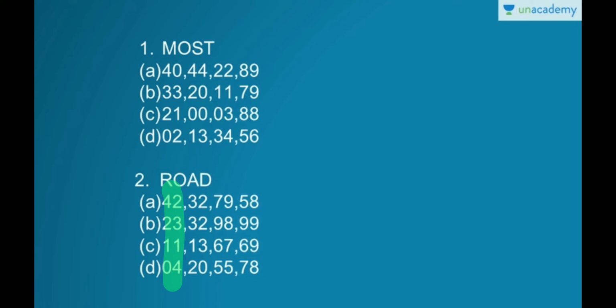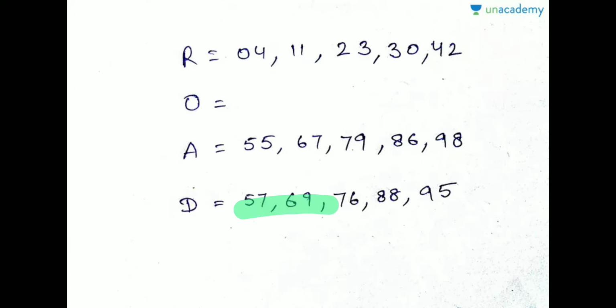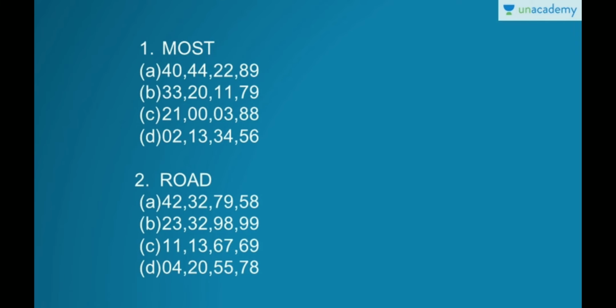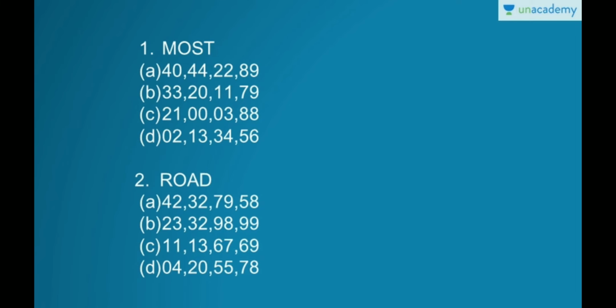First of all, what we can do is just check from the back. Let's see what the coding for D is. It's 57, 69, 76, 88, 95. So 69, 57, and 58 is not there, so this option is eliminated. Now 69 is there, 78 is not there, and 99 is also not there. So our answer is option C. Directly we got the answer.